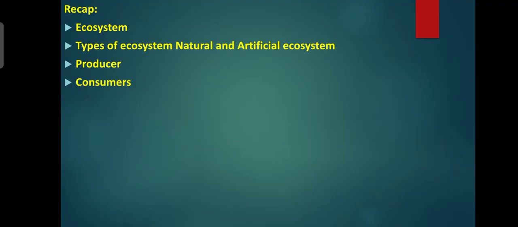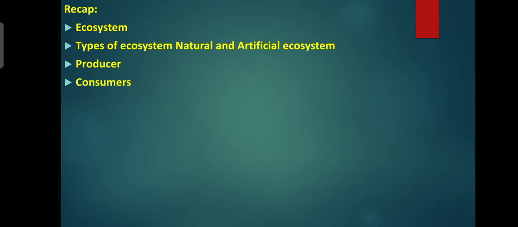All animals are consumers as they cannot produce their own food. Consumers are also called heterotrophs. Heterotrophs means dependent on others for food. There are three types of consumers. First one, herbivorous. Second one, carnivorous. And third one, omnivorous.